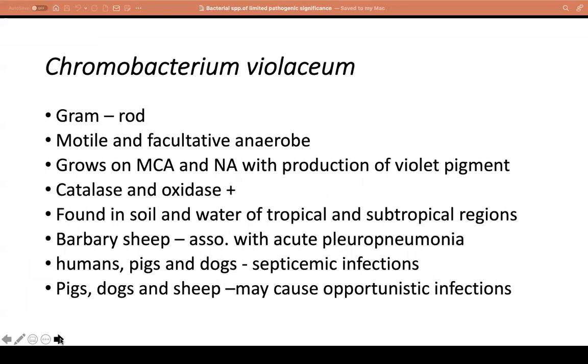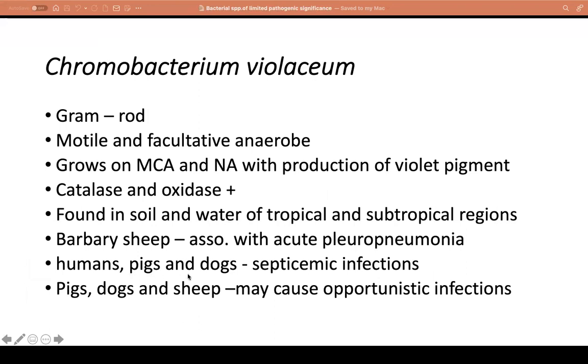Chromobacterium violaceum is a gram-negative rod, motile and facultative anaerobe, grows on MCA and nutrient agar with production of violet pigment, catalase and oxidase positive, found in soil and water of tropical and subtropical regions. For Barbariship, the organism is associated with acute pleuropneumonia.